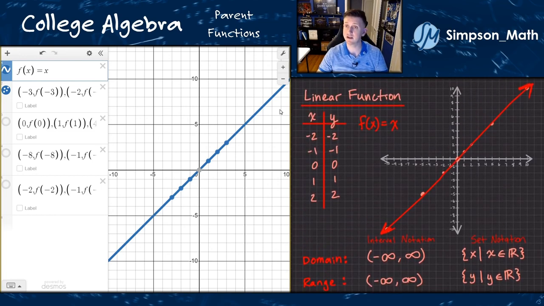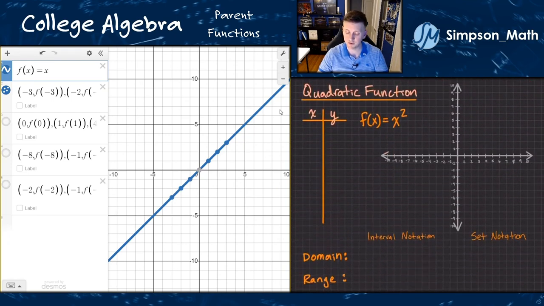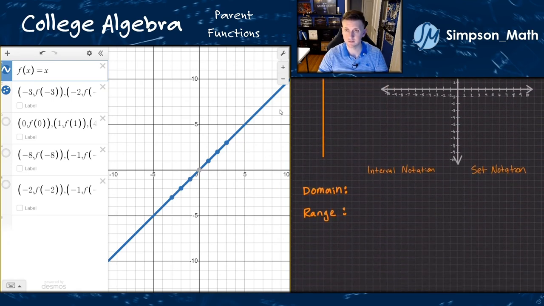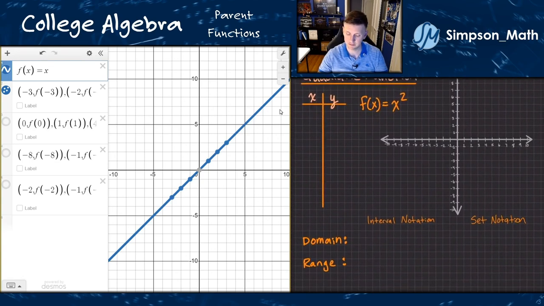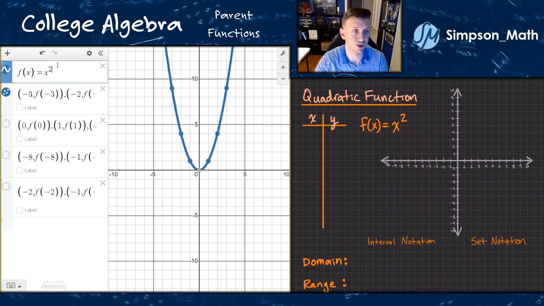So that's linear functions. We know its name, its equation form, the table and the graph. Let's move on to the quadratic function. So quadratic is x squared, as you can see. So I'm just going to change this to a square. And we have our quadratic. And I already have my points labeled here. So let's look at some of these.